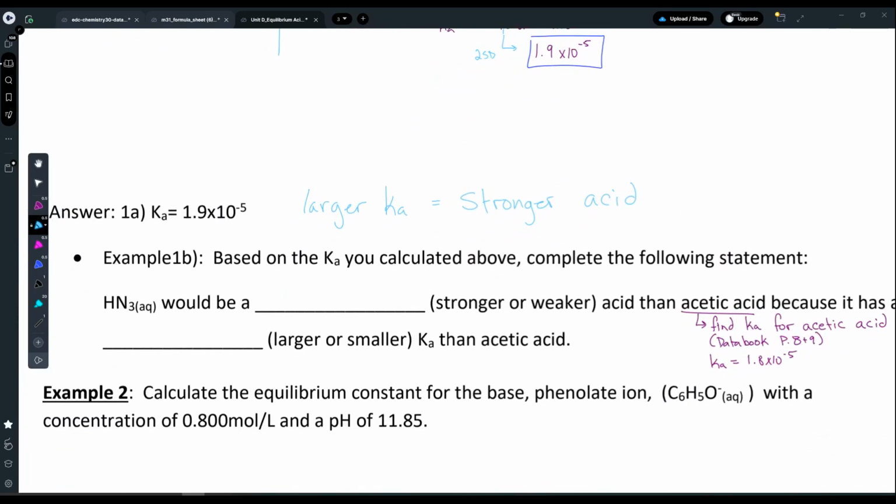So because hydrozoic acid has a larger Ka, that means it's going to be a stronger acid than acetic acid because of the larger Ka value.